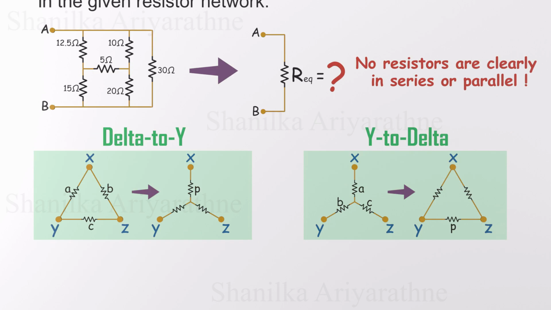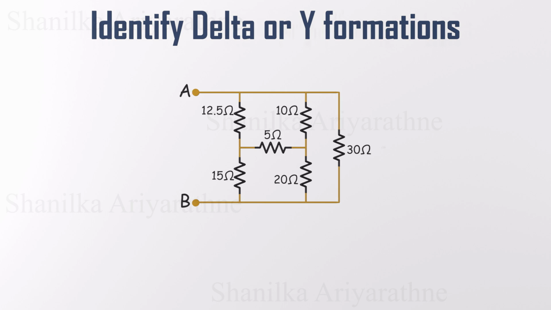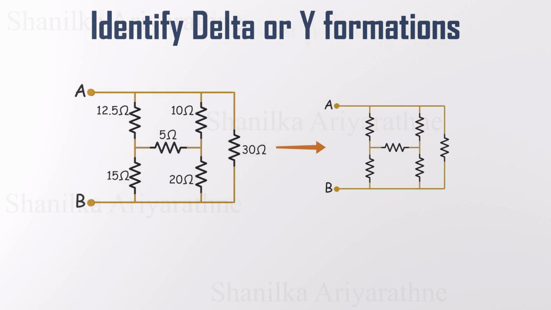First, we need to identify any delta or Y formations in the circuit. This step is crucial because these configurations give us a pathway to simplify circuits that don't follow the usual series parallel pattern. So take a step back and ignore the resistor values for a moment. Don't worry about the numbers. Just focus on the shape of the connections. This makes it much easier to spot what's really going on in the structure.